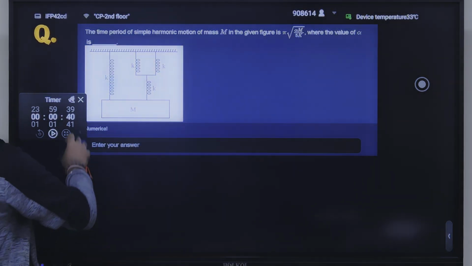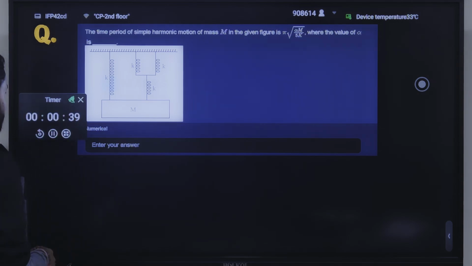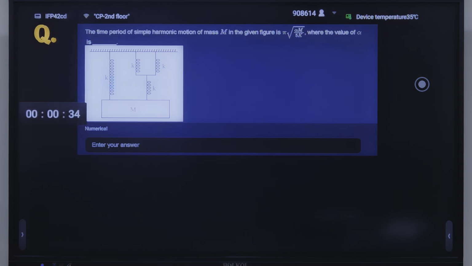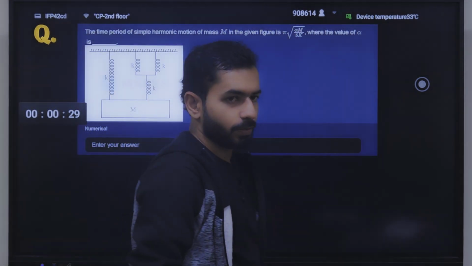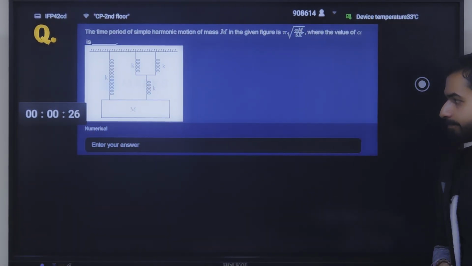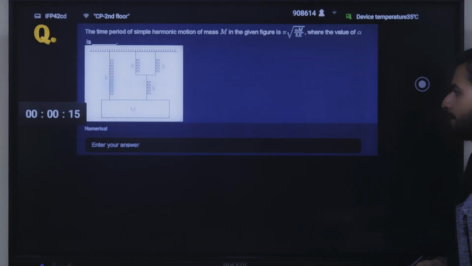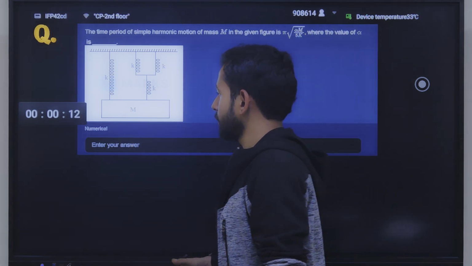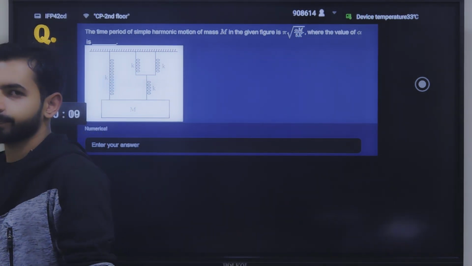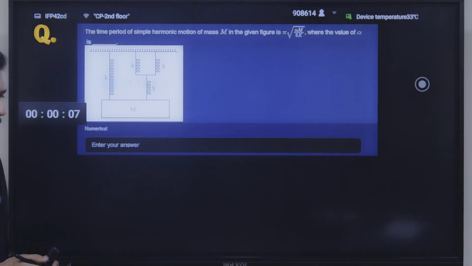Solve this question. Combination of springs question. At least try to think about the questions in the given time so that you can understand better when I am explaining.